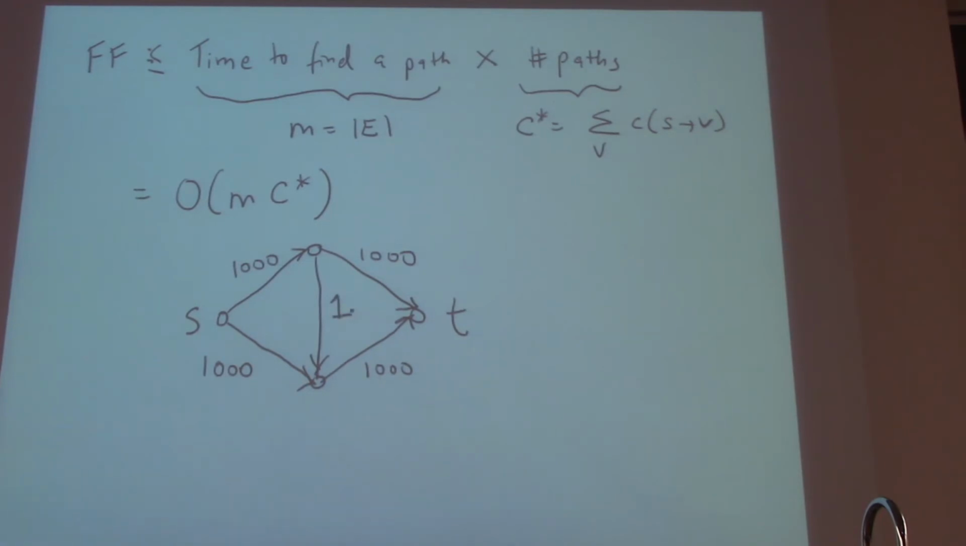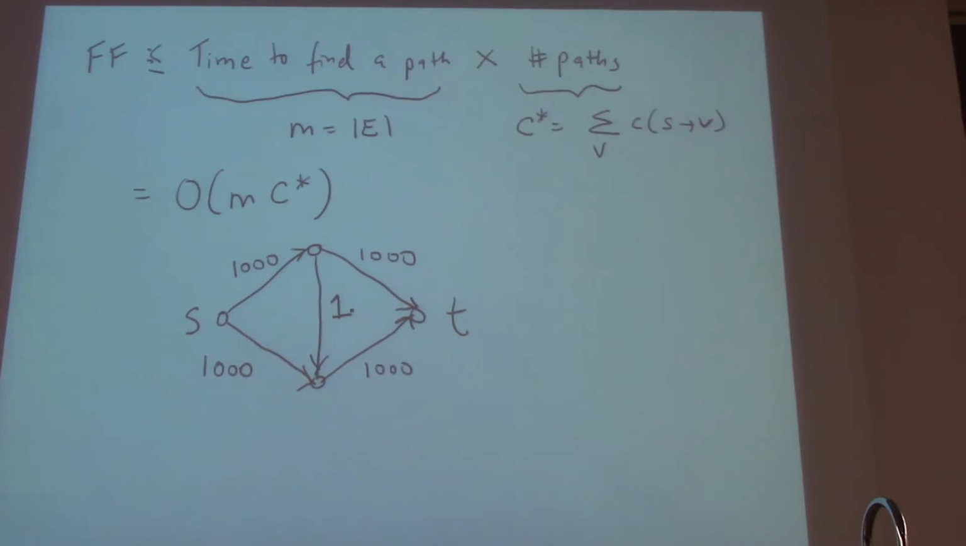Let's say I have a graph that looks like this, and these are my capacities. What is the max flow in this graph? 2000? Yes? What's the capacity coming out of the source? Okay, so C star is 2000, F star is 2000. This should run in 2 steps, right? First step, 1000, 1000. Second step, 1000, 1000, we're done.